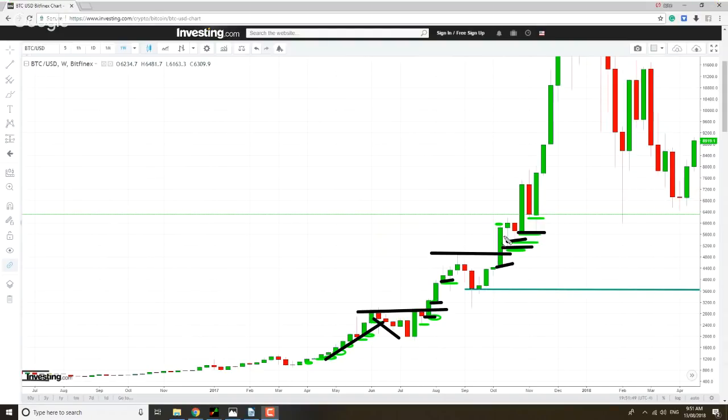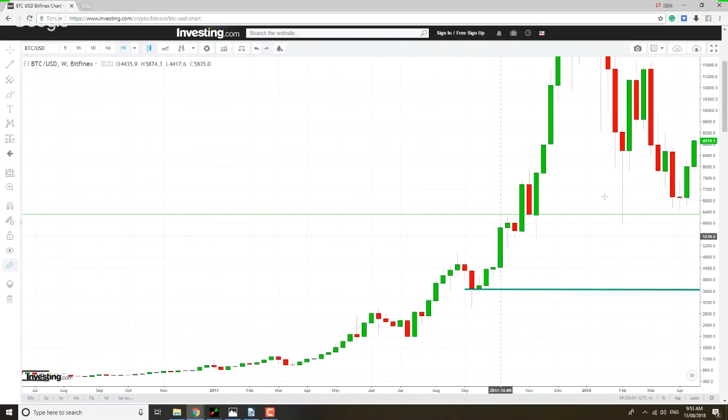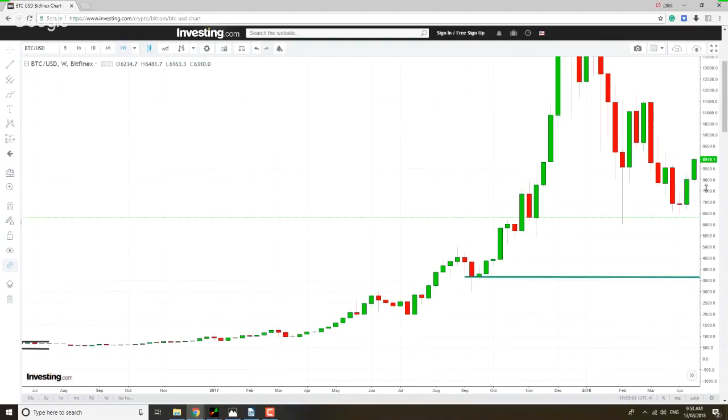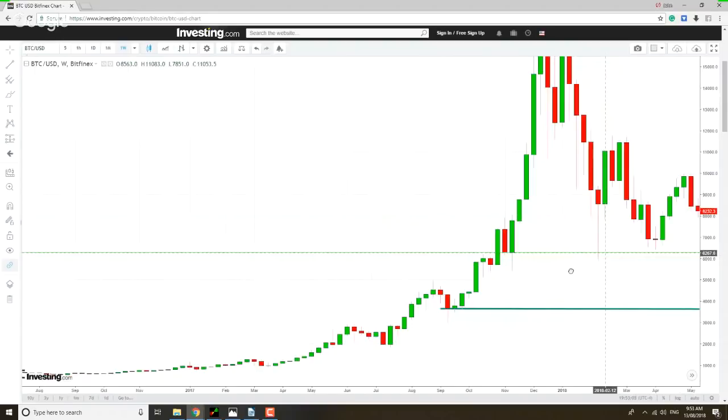It's all about probability, right? It's all about using the probability. Please do not try and fight this trend. Do not try and fight the crypto market. Do not try and fight any of those markets.